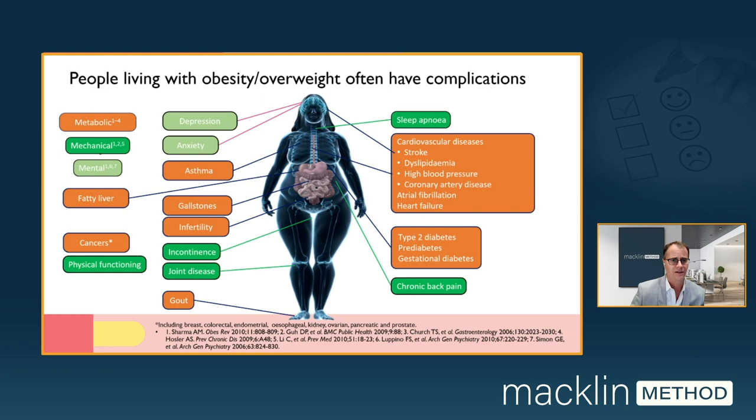And of course, many of you will be familiar with this graph, or this slide, but really here it's described that there are metabolic, mechanical, and mental consequences to excess adiposity. In this graph, the metabolic changes include asthma and gallstones and infertility and gout and cardiovascular disease and stroke and dyslipidemia and high blood pressure and coronary artery disease and elements of atrial fibrillation, interestingly, and heart failure, type 2 diabetes, of course, all the dysglycemia consequences. Mechanical: incontinence, joint disease, sleep apnea, chronic back pain. And mental: associations between depression and anxiety, and also ADHD, decreases in self-regulation skills that happen over time because of inflammation in the frontal cortex. All would be considered consequences or complications of living with excess adiposity.